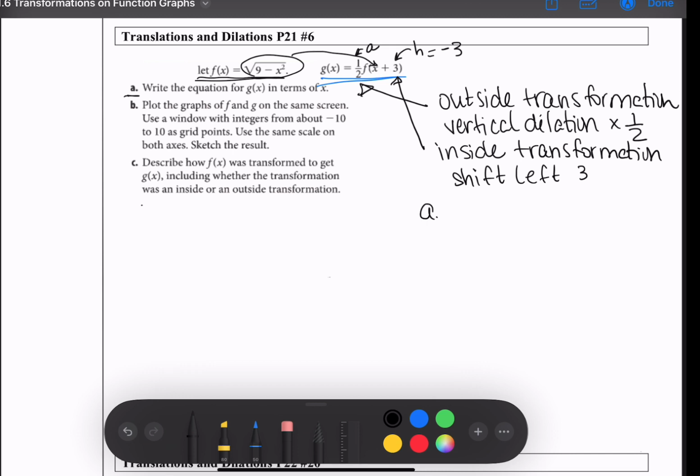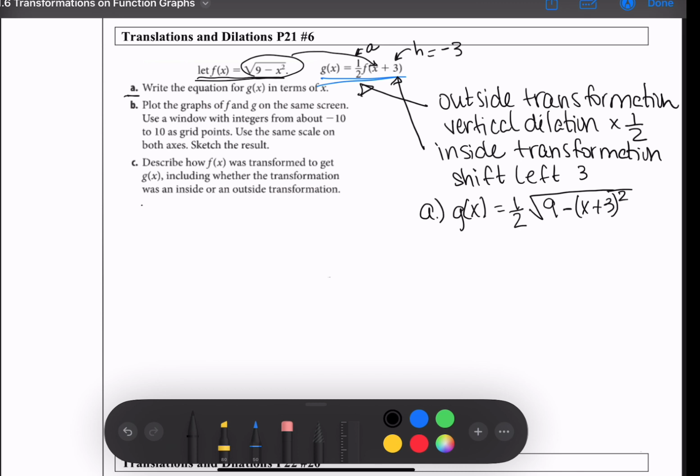All right, so for A, g of x will equal, well, the outside transformations are always easy. They don't really affect the function at all. So I'm just going to write 1/2. Then I'm going to do the square root. And I'm going to go 9 minus. And as soon as I start thinking about writing something next to this input, in other words, my inside transformation, I need that inside transformation happening to my input, to my x. So now I'm going to have a set of parentheses, and I'm going to say, well, this is x plus 3, and that whole quantity gets squared.